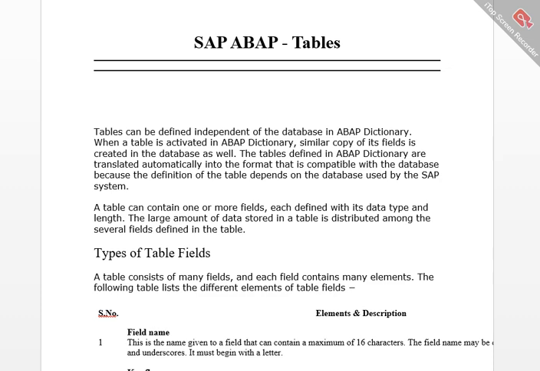The tables defined in the ABAP dictionary are translated automatically into the format that is compatible with the database, because the definition of the table depends on the database used by the SAP system. A table can contain one or more fields, each defined with its data type and length. The large amount of data stored in a table is distributed among the several fields defined in the table.